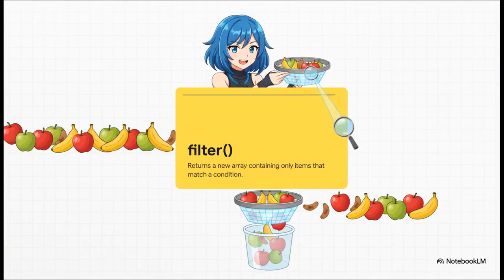Then we have filter, and it does exactly what it sounds like. It's for when you want to pick and choose items from a list. You give it a condition, and it creates a new array with only the items that meet that condition. It's like sifting through a list and keeping only what you want.